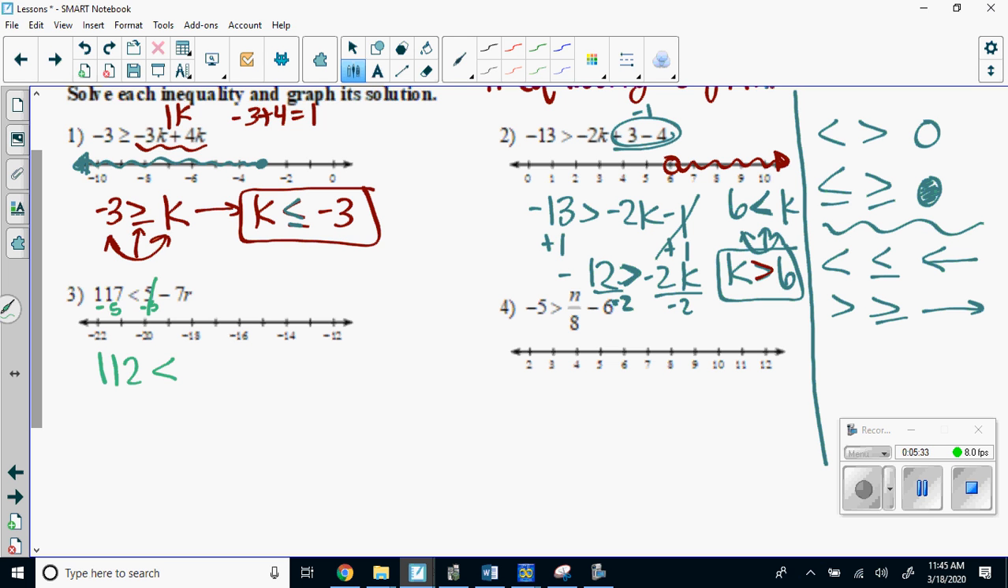112 is less than negative 7r. We need to do 112 divided by negative 7. And you'll want to grab your calculator out. I'll give you like 20 seconds to get that typed in. Check it out.